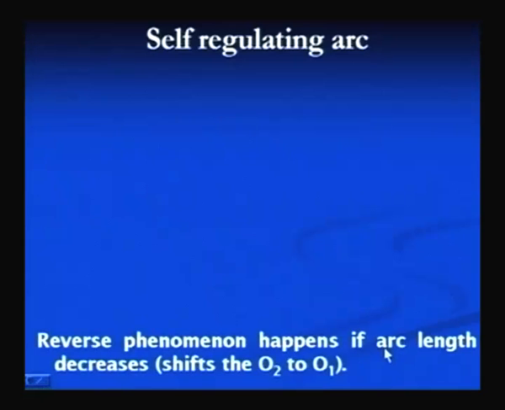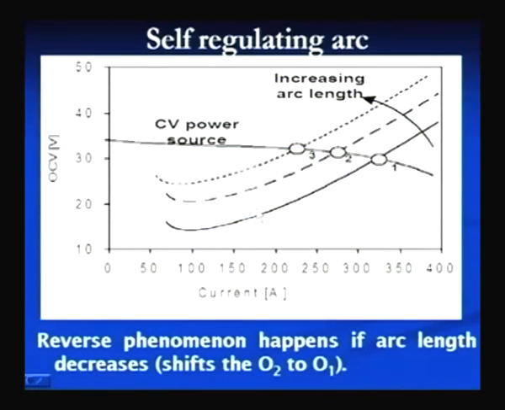Now, we will see how the change in operating point with the change in arc length can be used to explain how the arc length is maintained. You see, with the increase in arc length, the operating point shifts from point 1 to 2 and then 2 to 3. These lines indicate the arc characteristic, and this solid line indicates the power source characteristic, and the intersection of the power source characteristic and the arc characteristic results in an operating point.